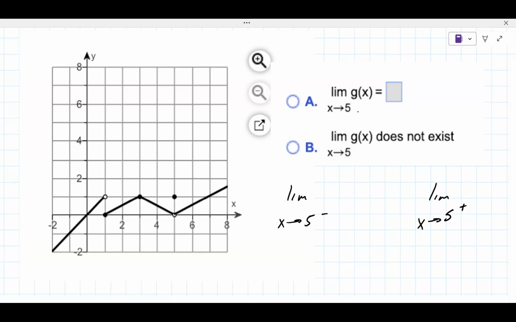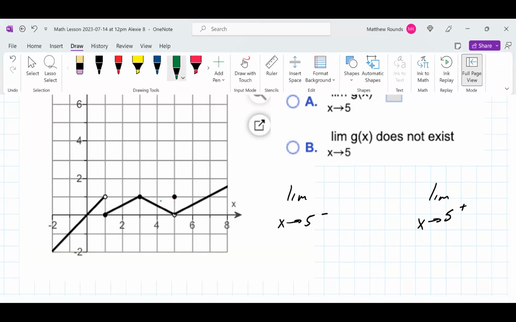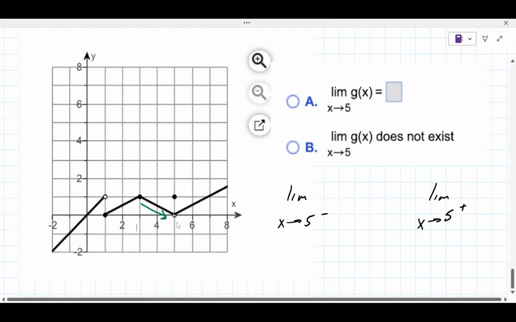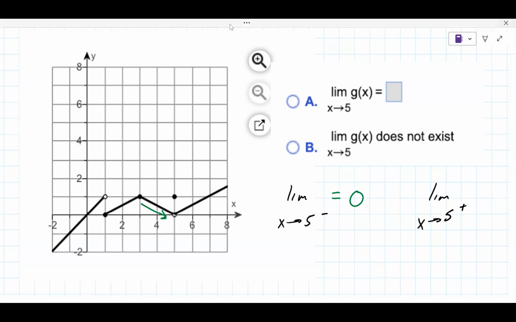From the left here, this is where it's a little bit awkward. From the left, what does it approach? What's the y value? And notice there's a hole there. It still approaches that. The analogy I use is like a mirage: nothing is there, but you think there's something there. And what's the y value where it is? I think it's 0. Yeah. Now, how about from the right?